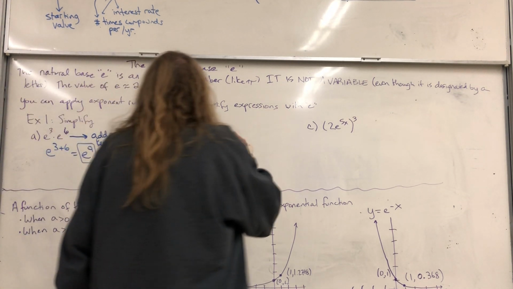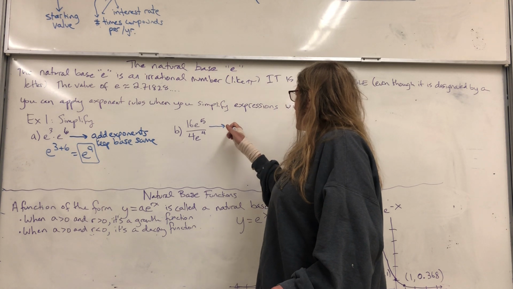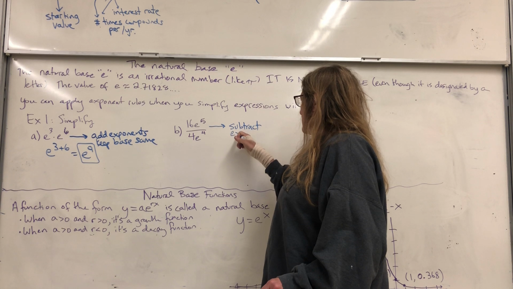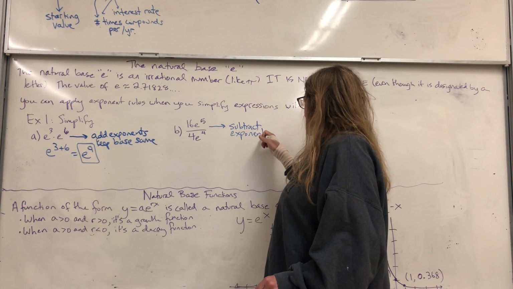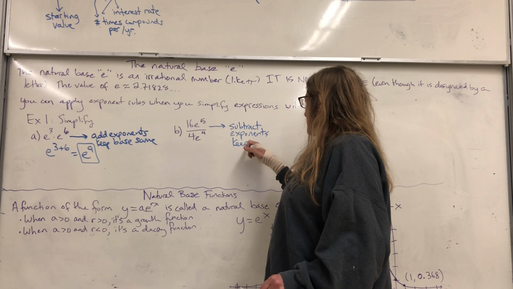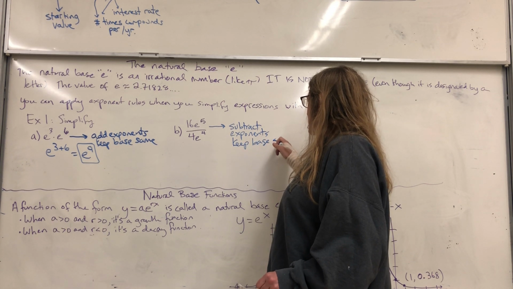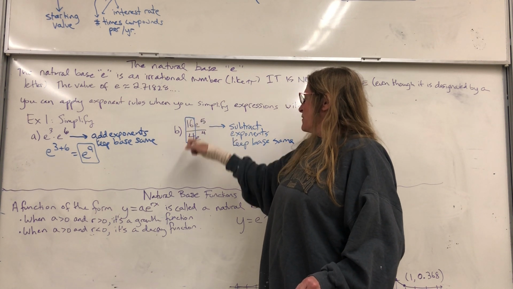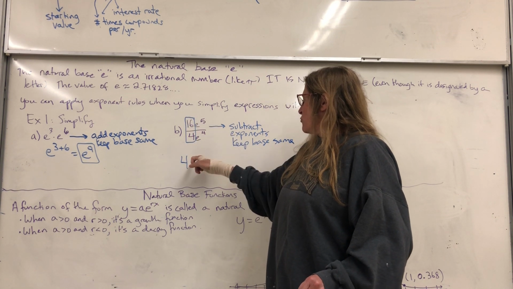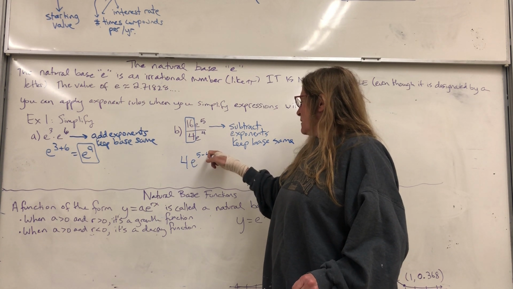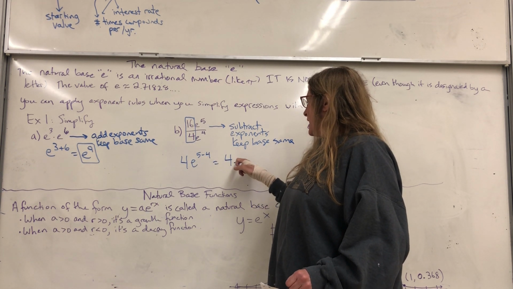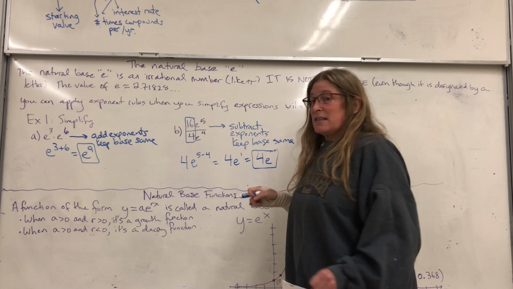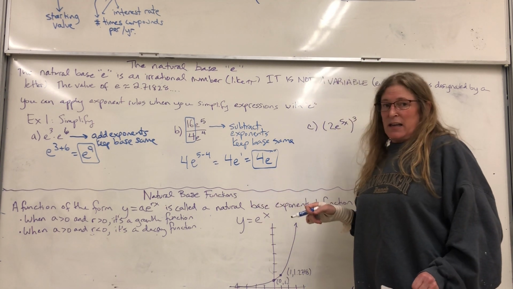Same thing here. When we divide, we're going to subtract the exponents and keep the base the same. Sorry, my writing is slower because of my hand. Okay, so of course these I'm just going to reduce. 16 over 4, that's 4. And then I'm going to subtract the exponents. So that just gives me 4e to the first, which is just 4e. And that's an irrational number, right? That's not a variable, that's e.